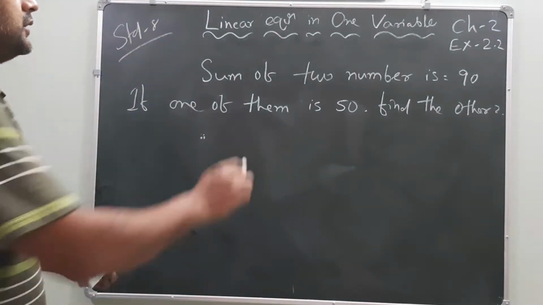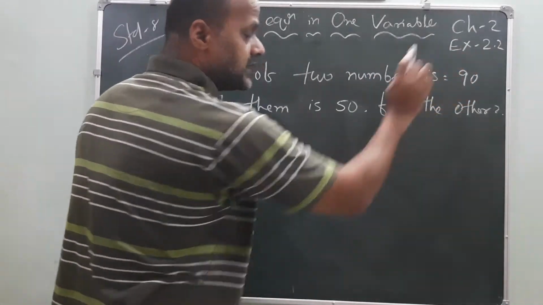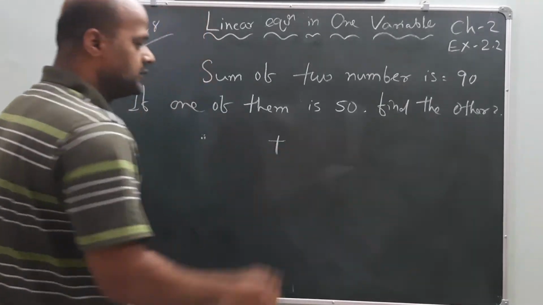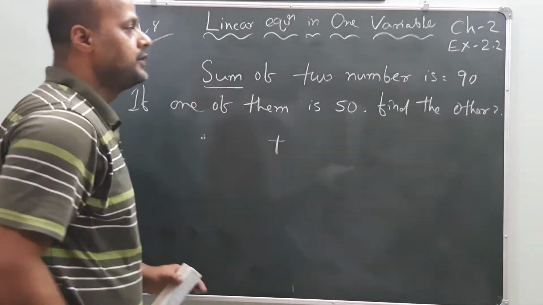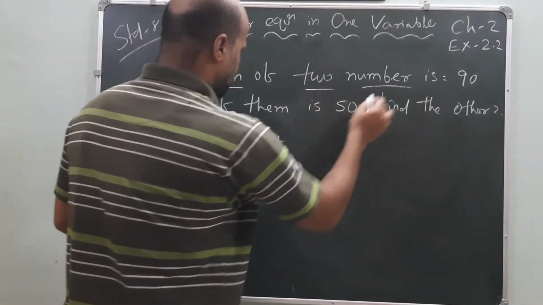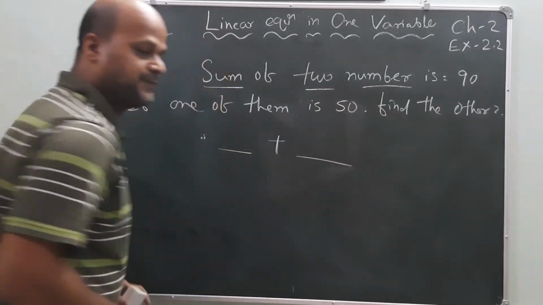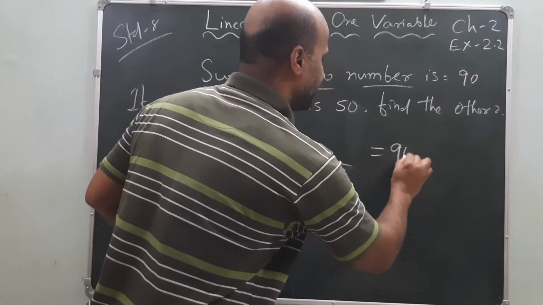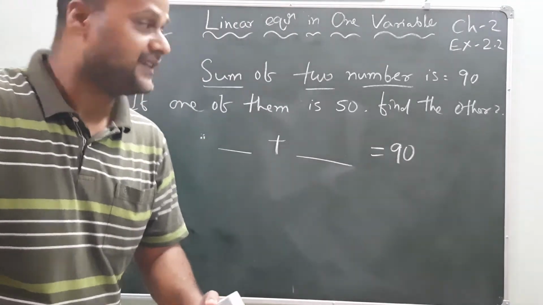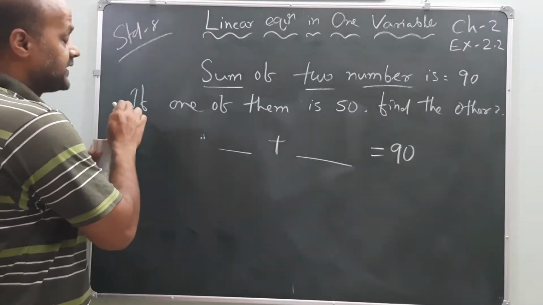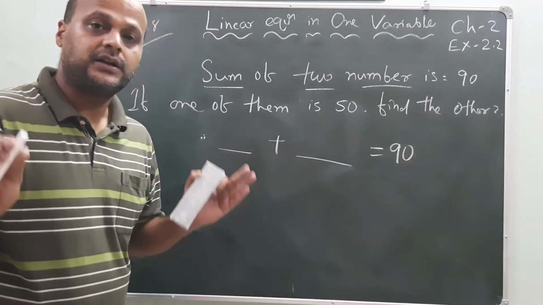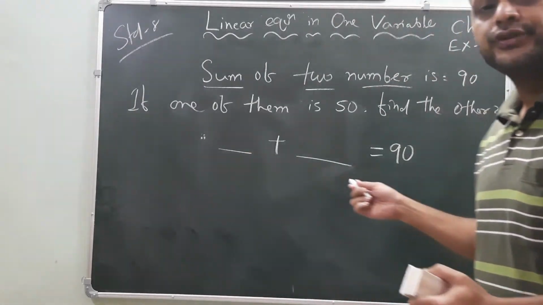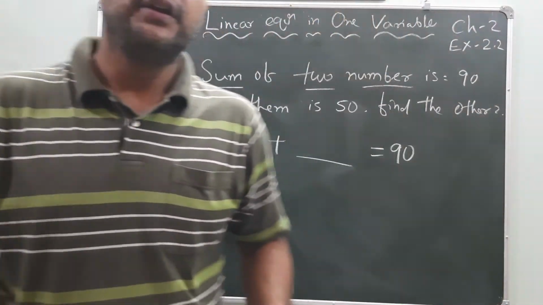Let's see. Sum of two numbers is 90. Sum means what? Plus. Sum of how many numbers? Two numbers. Understood, my dear friends? Is equal to 90. Again, read it carefully, one by one, and create the equation in such a manner that the positions will be visible to you in a correct manner.